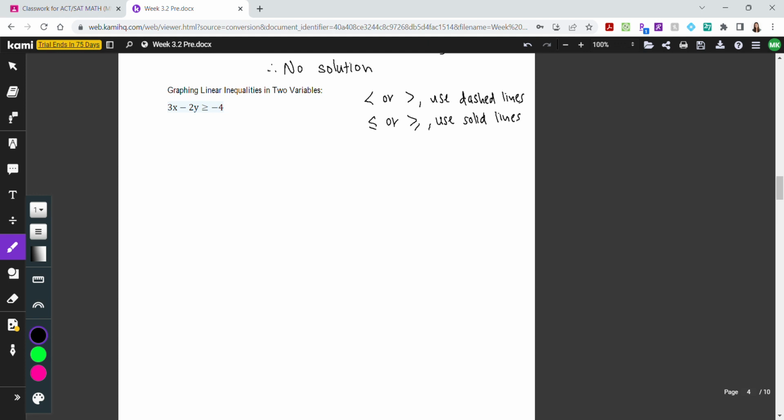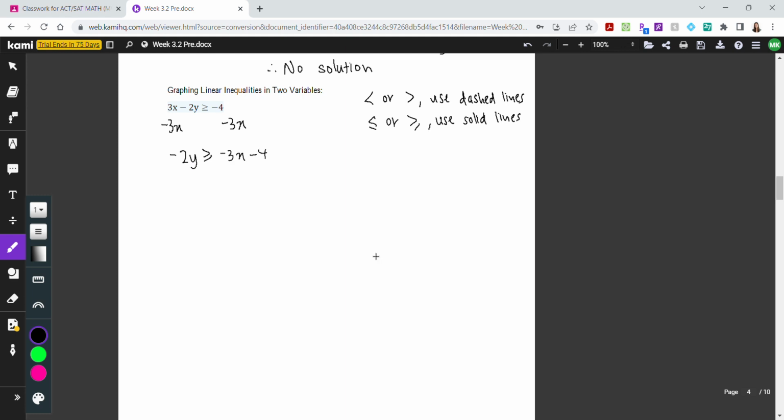Because in case you do have to multiply or divide anything with a negative number, it will flip. So we're just going to keep the inequality sign as it is, but we are going to rearrange everything into y equals mx plus b kind of format, all right? So in order to do that, I want y to be by itself. So I'm going to subtract both sides with 3x, and that's going to give me 2y is greater than or equal to negative 3x minus 4.